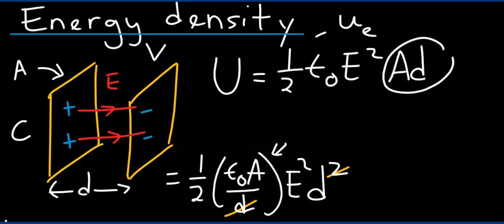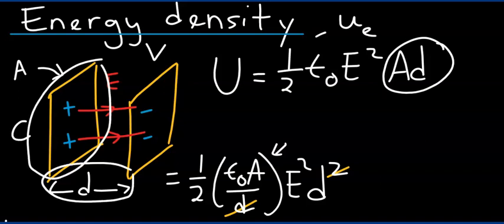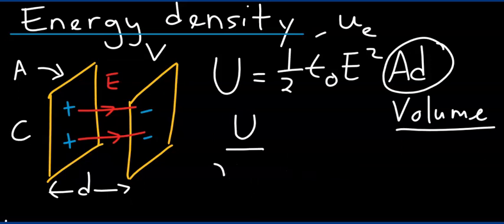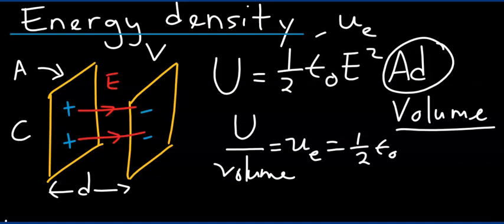Now note that A times d, namely the area of the plate times the separation distance between the plates, is quite simply the volume between the 2 plates. So this is the volume of the space where the electric field is. When you take the potential energy and you divide that by that volume, you get energy density. Let's write it as little u with a subscript e, and that is quite simply half epsilon naught times the square of the electric field strength.